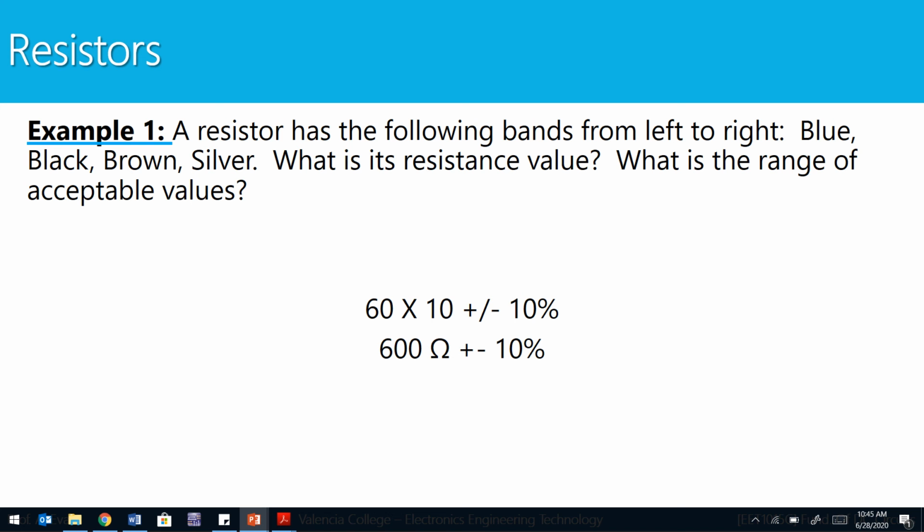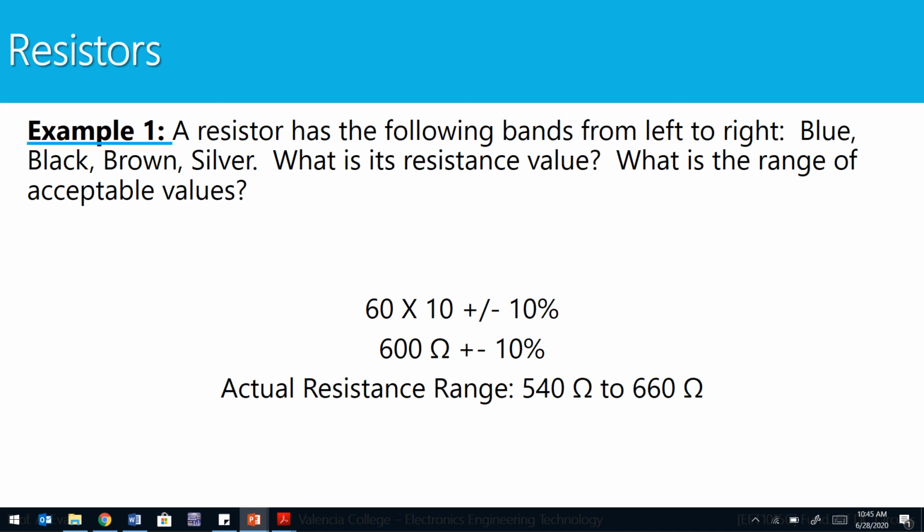In this case, 600 ohms is my answer, and I know that I have plus or minus 10% as my tolerance. That means I could have 10% more than 600 or 10% less than 600. So 10% of 600 is 60. If I had 10% more of 600, that means I'd have 660 ohms. If I had 10% less, I'd have 540 ohms.